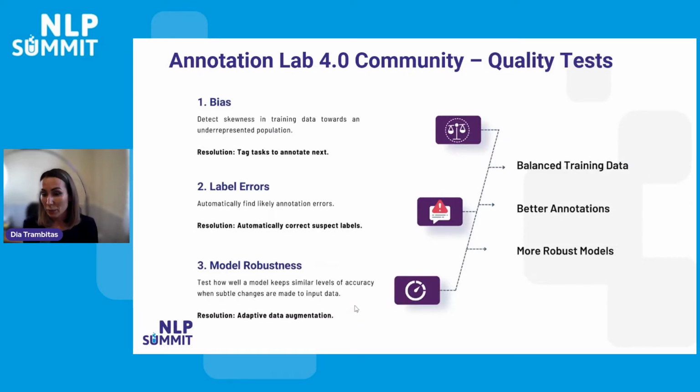One step we have made towards responsible AI was to add three quality tests to the Annotation Lab. The first one, the bias test, is trying to detect the skewness in training data towards an underrepresented population. When we observe that the data is biased, that the model is biased, we try to automatically tag the next tasks that should be annotated by the annotation team in such a way that the training data will be more balanced and the resulting model will be less biased.